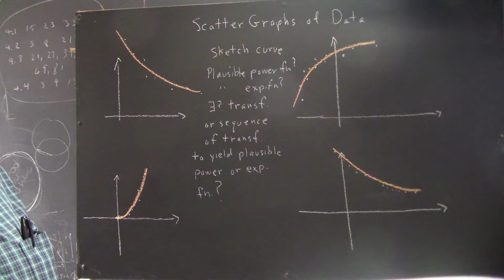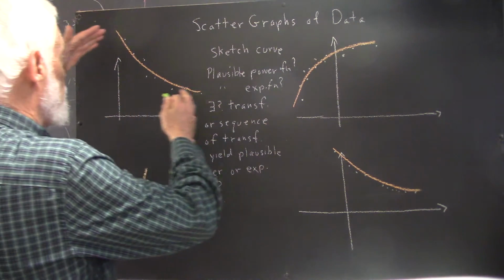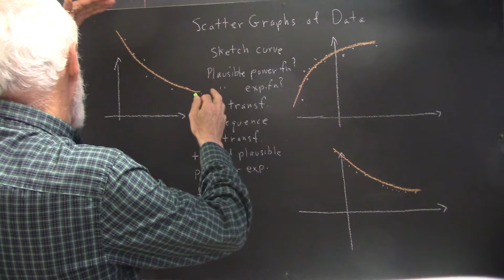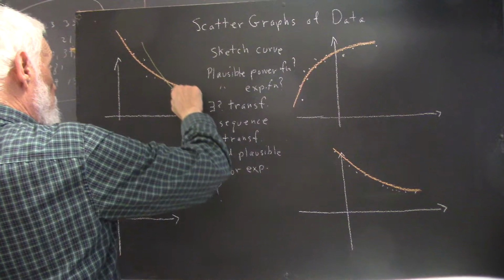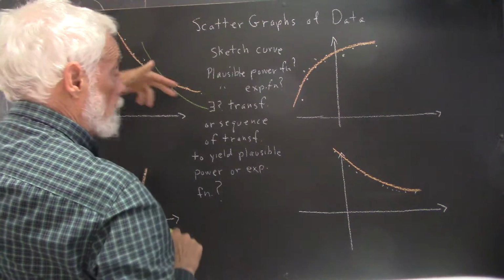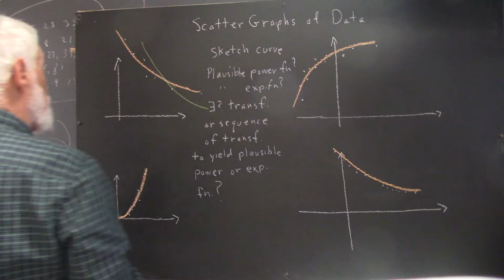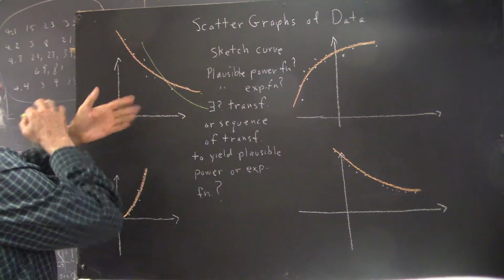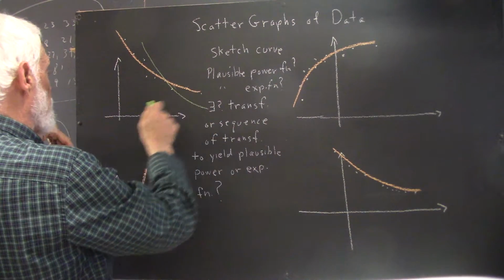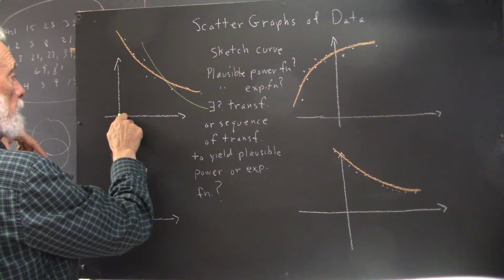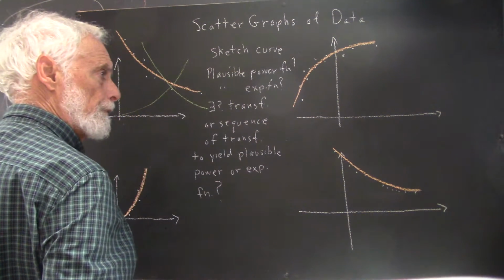Now I'll draw a few possibilities. Okay, if we shift it to the right and lower it a little bit, maybe it's going to end up looking something like this. Okay, could that be a power function or an exponential function? If we flip it and translate it so that this point here becomes the origin, maybe it's going to look like this, and maybe that's going to be a power function.